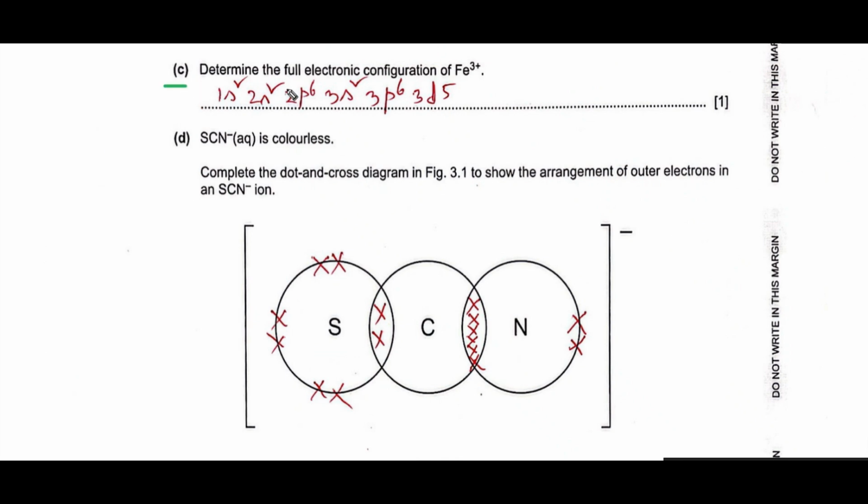Determine the full electronic configuration of iron 3 ion. You know, iron is 26. Iron has 26 electrons, so iron 3 plus has 23 electrons. 1s2, 2s2, 2p6, 3s2, 3p6, 3d5. 3 electrons are lost: 2 electrons lost from 4s2, and 1 electron is lost from 3d6. So Fe3 plus electronic configuration will be 1s2, 2s2, 2p6, 3s2, 3p6, 3d5.